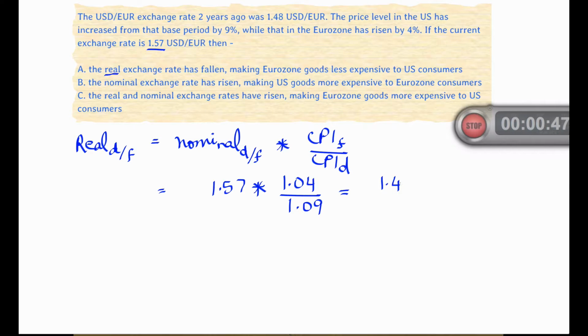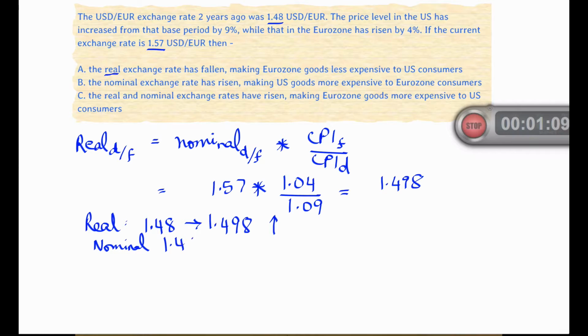Now, how does this compare to the old real exchange rate? Remember that in the base period 2 years ago, the real exchange rate equals the nominal exchange rate at that time, which was 1.48. So real has gone up. Nominal has obviously gone up. And what this means is that the US dollar has depreciated. So option A is immediately incorrect.